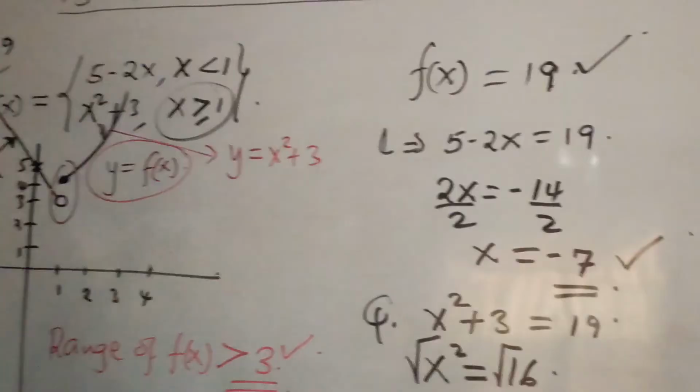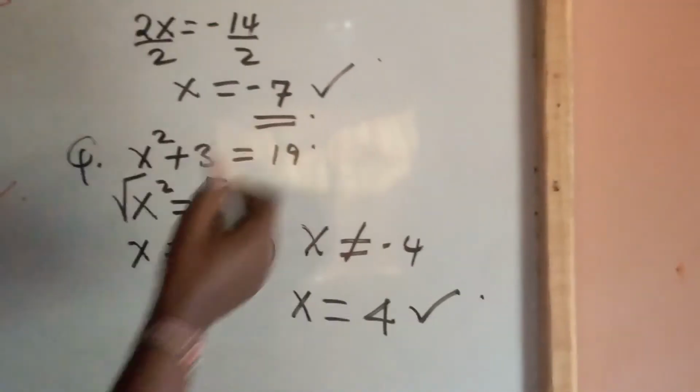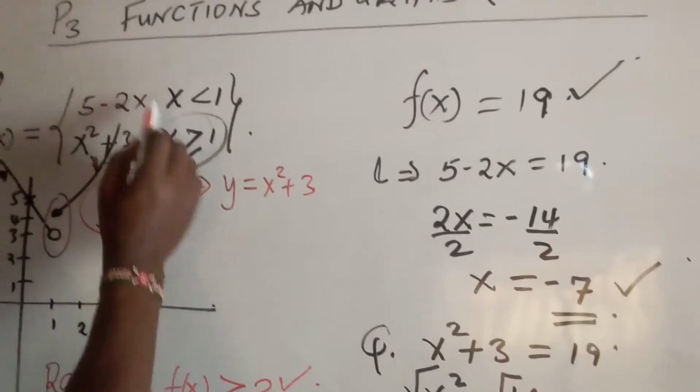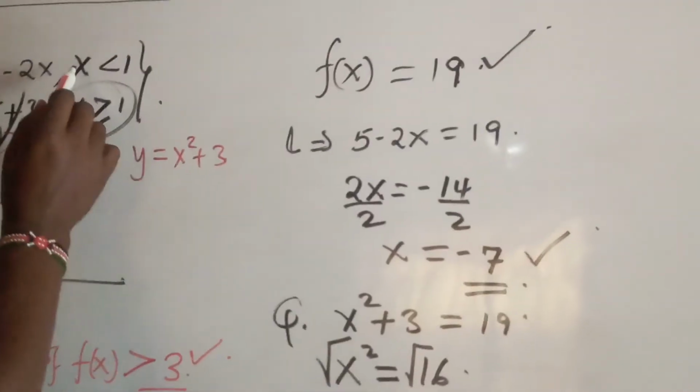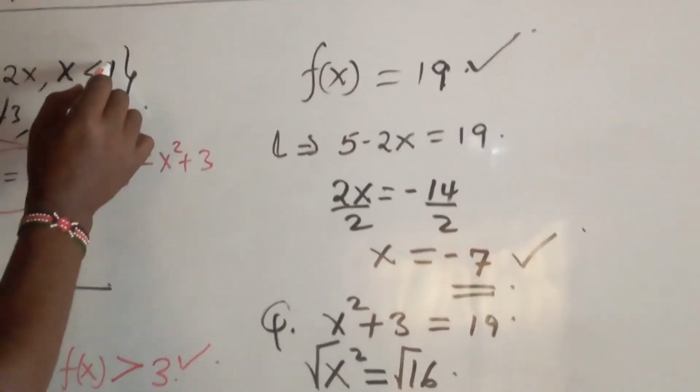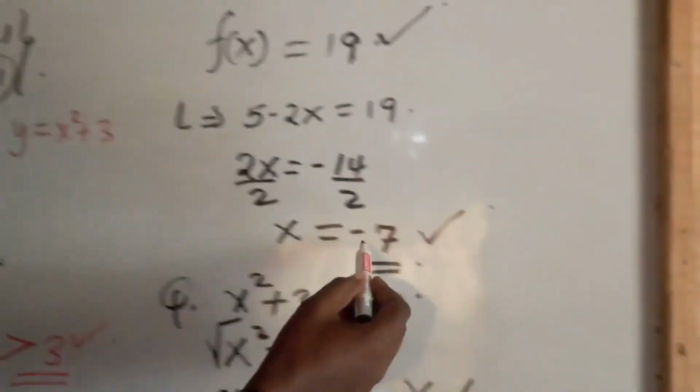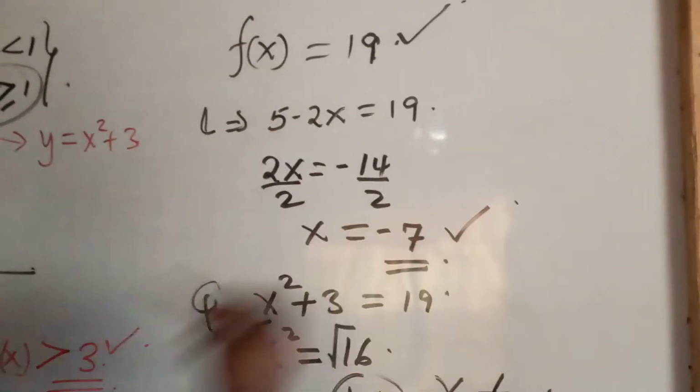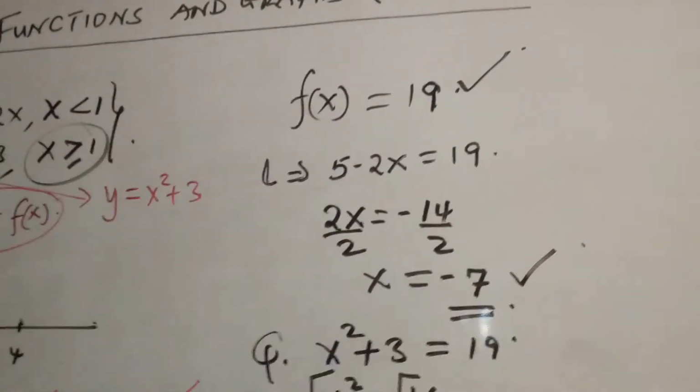That means what? Even in the linear part of the function, when x is negative 7, again we will have to refer to the restrictions of the domain. And because in the restriction x is supposed to be less than 1 and -7 is less than 1, then we are very much comfortable with that.